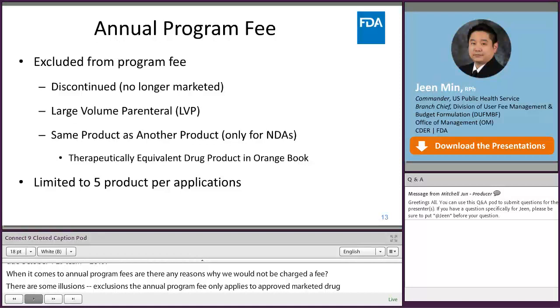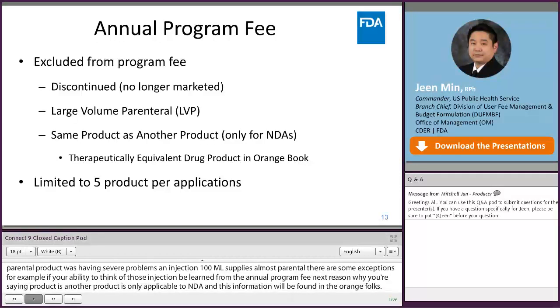Next reason why you might not be charged the annual program fee is if you are a large volume parenteral product. What does that mean? That means if your product is an injection greater than 100 mLs. Now, this applies to most large volume parenterals, but there are some exceptions. For example, if you're a BLA that is a single dose injection, you would not be excluded from the annual program fee. Next reason why, if you're the same product as another product. This is only applicable to NDAs, and this information would be found in the Orange Book. Now, what do I mean by same product as another product? If you are therapeutically equivalent to another product, basically if you have an A rating and you are found to be bioequivalent to another product without any issues.